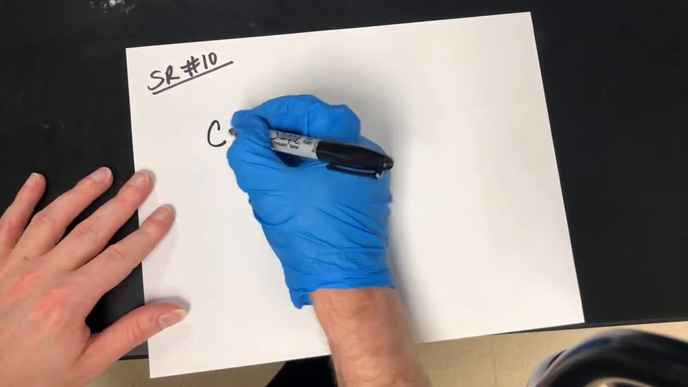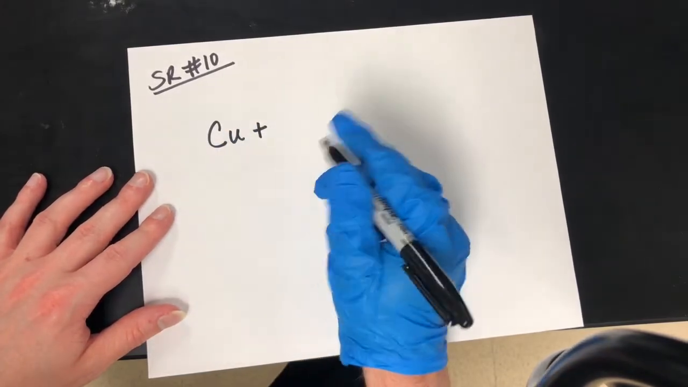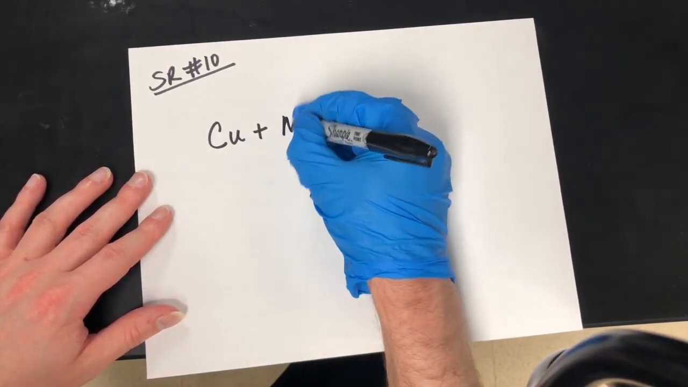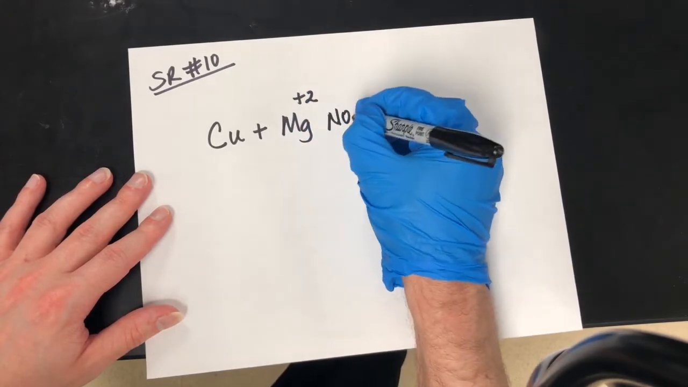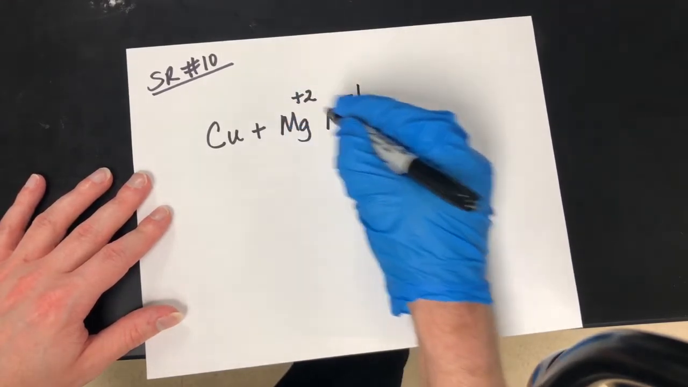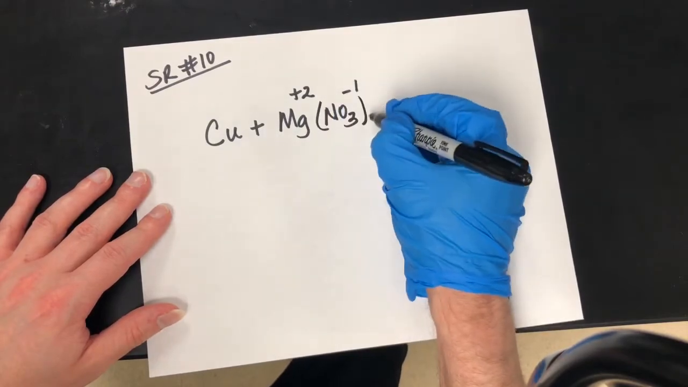So this is going to be single replacement reaction number 10. It says we're going to take solid copper, so Cu, and we're going to react it with magnesium nitrate. So magnesium is Mg with a +2 charge. Nitrate's NO3 with a -1 charge. So they're not equal and opposite, so I'm going to have to crisscross.